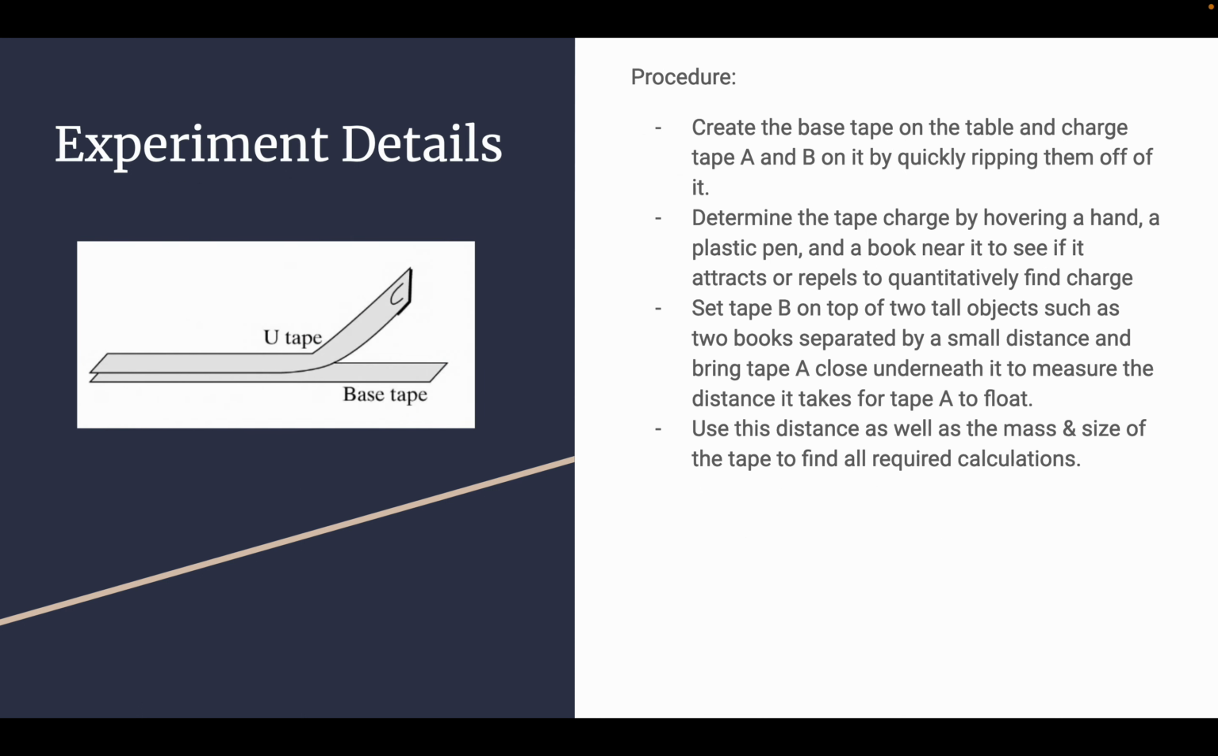So the procedure was to create the base tape, put it on the table, put piece of tape A on it, and then rip it off really fast in order to create a charge, and the same with tape B. We determined the charge, whether it was positive or negative, by hovering a plastic pin and a book near it to see if it attracts or repels. To quantitatively find the charge, we set tape B on top of two tall objects, such as books, like seen right here, that create a small distance, and brought tape A close underneath it to measure the distance at which tape A floats. We use this distance as well as the mass of the tape to find all the required calculations.